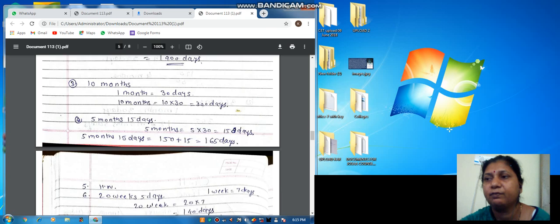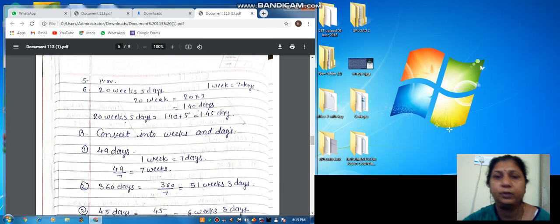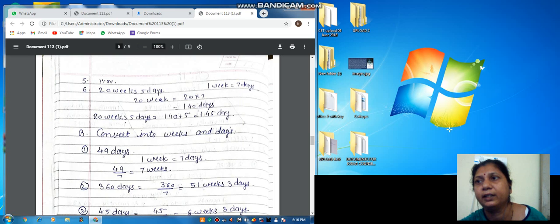Okay, next. So the fifth example you have to take as homework. I think you will definitely solve it. It is not so difficult. So let's see the next one. Fifth example. It is 7 weeks. So can anyone tell me how many days are there in 1 week? Yes, 7. 1 week is equal to 7 days. So 7 weeks is equal to 7 into 7, that is 49, right? So you have to do it.